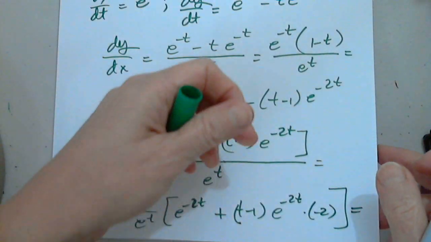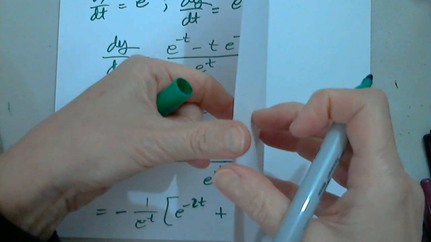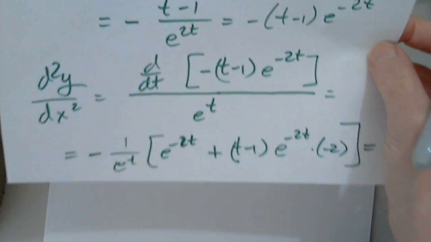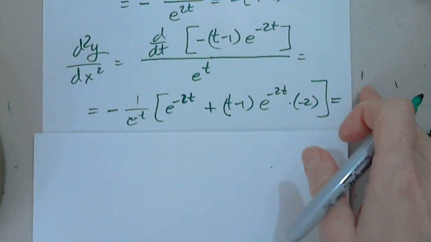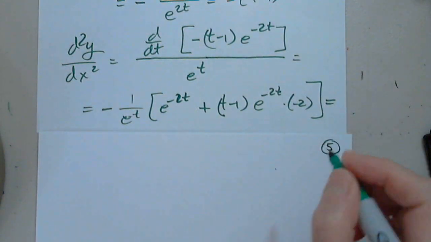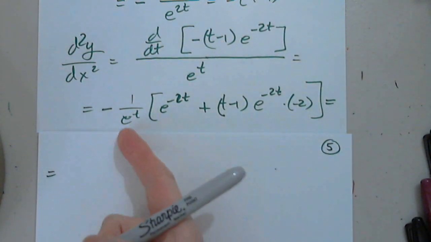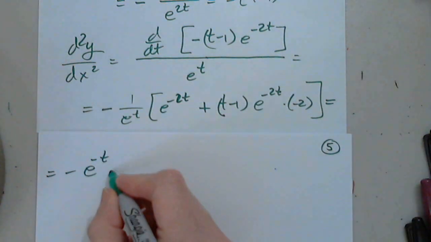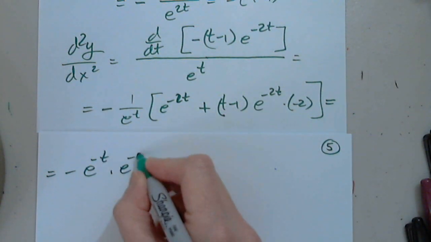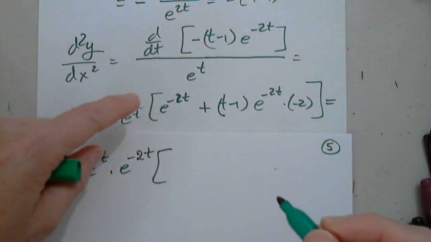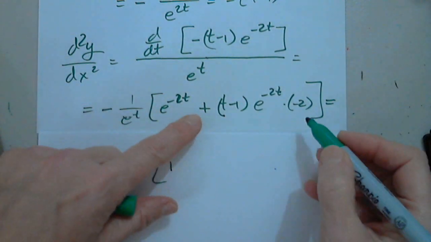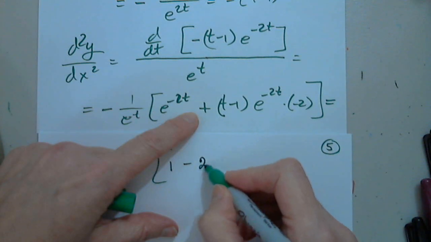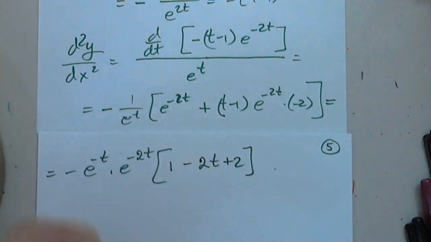I'm continuing on the next page. Okay, so let's see. This is like negative e to negative t. I will factor out, of course, e to negative 2t. This is a 1, but this is a negative 2t plus 2.